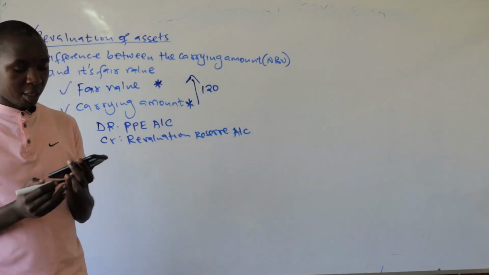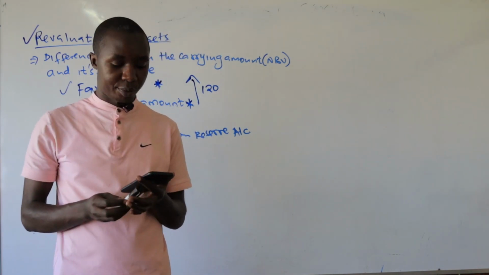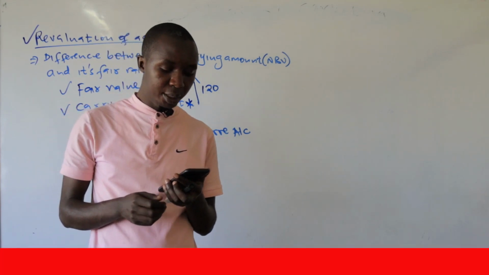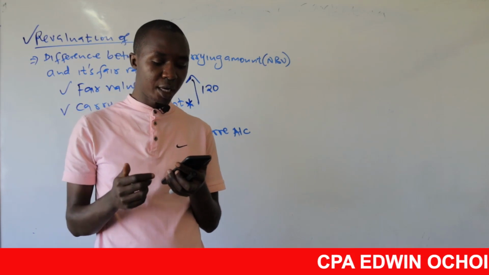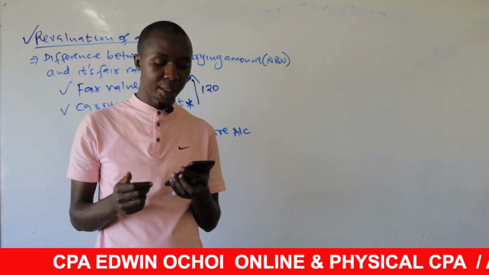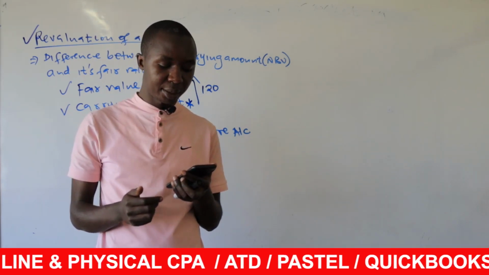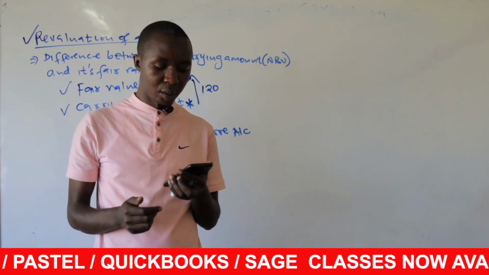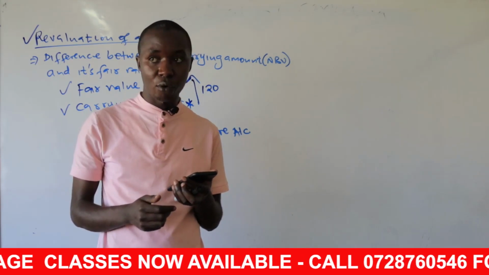So that is what was required in information number 1. Additional information number 2, that it's the group's policy to value the non-controlling interest at fair value as at the date of acquisition. The fair value of the non-controlling interest on 1st April 2021 was estimated at 144 million.